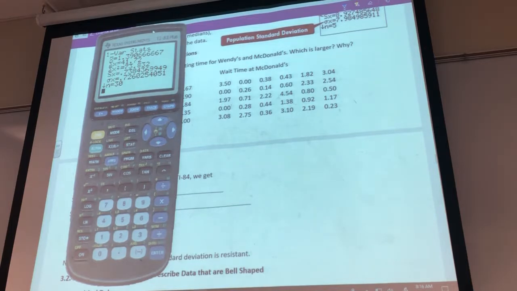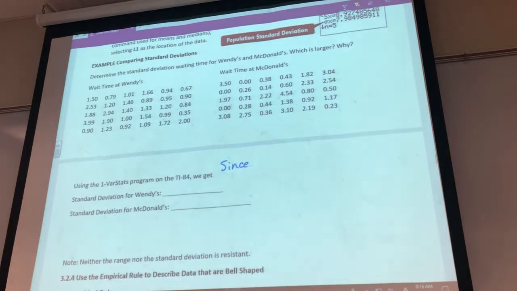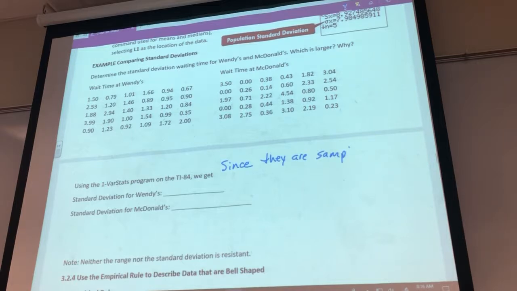Okay. So that's for my Wendy's people. And this was a random sample of people who go through the lines. This is a sample. I'm going to use my s and not my sigma. Samples, we're going to use s. So my standard deviation for Wendy's was point something, 738.